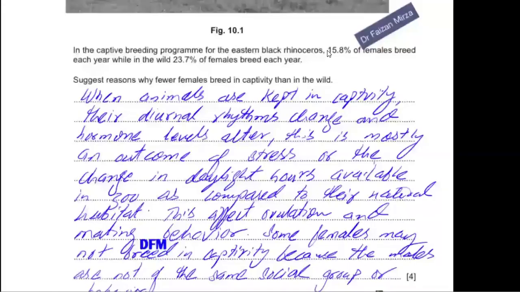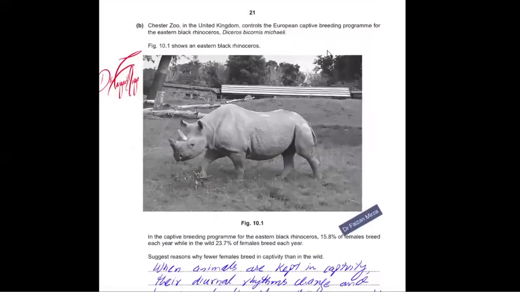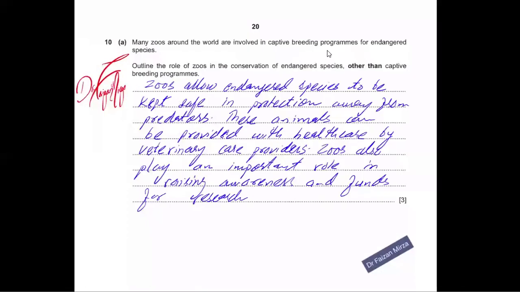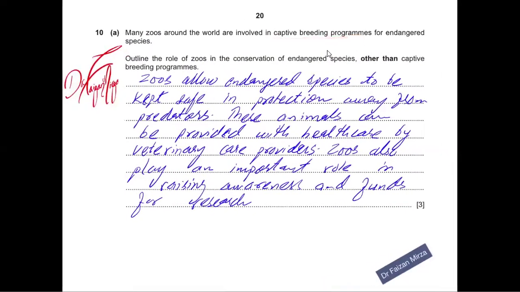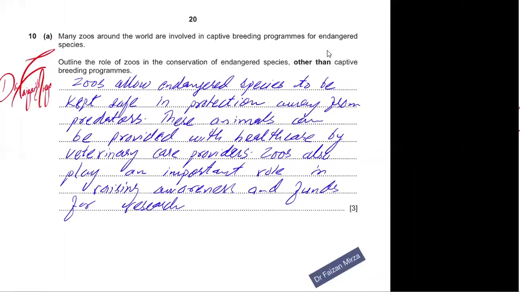This question is May June 2023, variant 42. This question started with: many zoos around the world are involved in captive breeding programs for endangered species. Outline the role of zoos in conservation of endangered species other than captive breeding. So what do zoos do? Zoos allow endangered species to be kept safe, in protection, away from predators. These animals can be provided healthcare by veterinary and care providers, who also play an important role in raising awareness and funds for research.